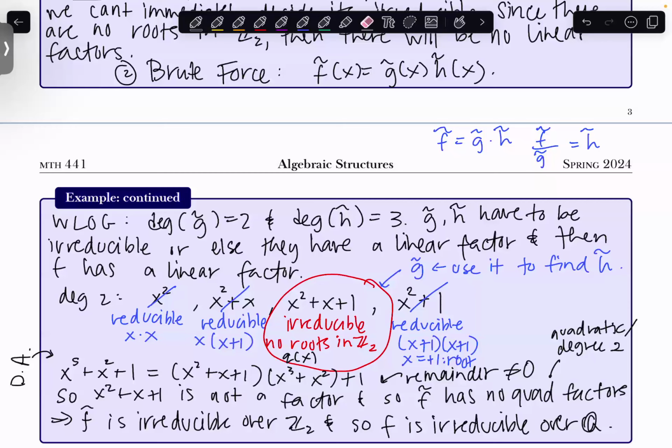Right, so we didn't actually show the work for this, but we do our division algorithm, and we find that our remainder is equal to 1. And so that immediately tells me that it can't be a factor. And so this can't be a factor for f tilde. And this was my only option for my degree 2s. And so f tilde has to be irreducible. And so this now tells me that f has to be irreducible over Q using my mod p theorem here.